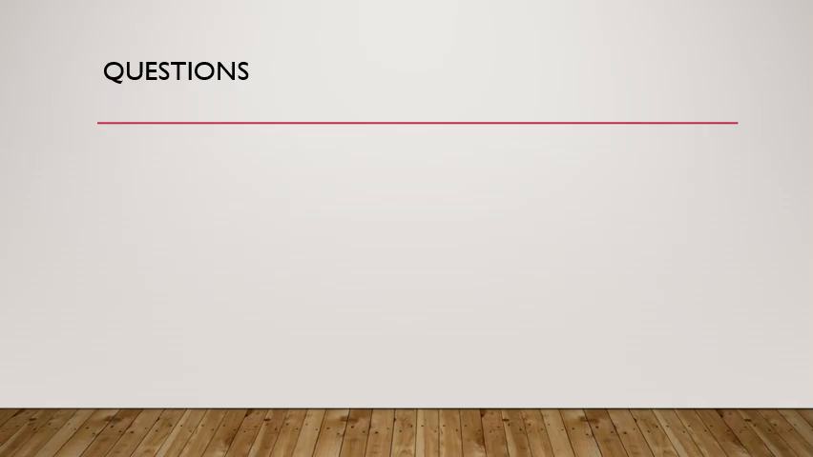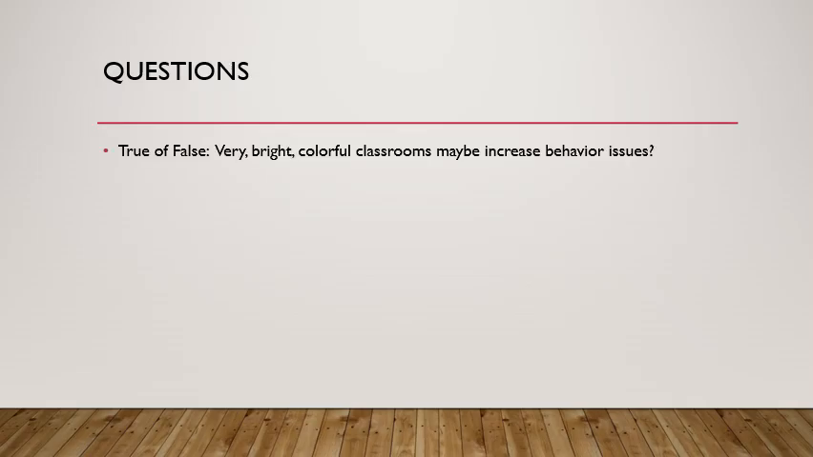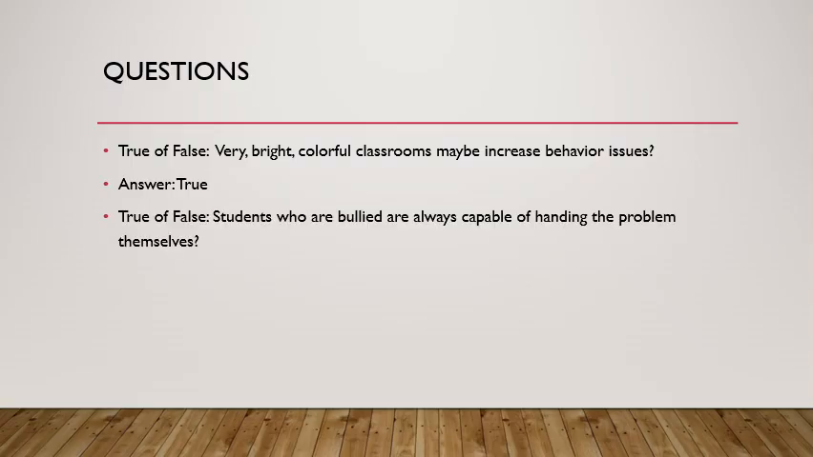All right, questions. First, true or false? A very bright, colorful classroom may increase behavioral issues. This is true. I know we all like color, but it can actually cause behavioral issues. Second, students who are bullied are always capable of handling the problem themselves. This is false. We need the bystanders, that's us, possibly other peers and administration, to step in and intervene in these cases.